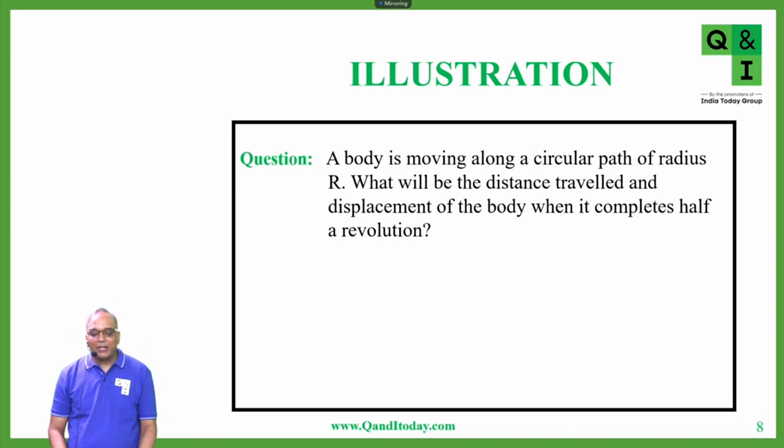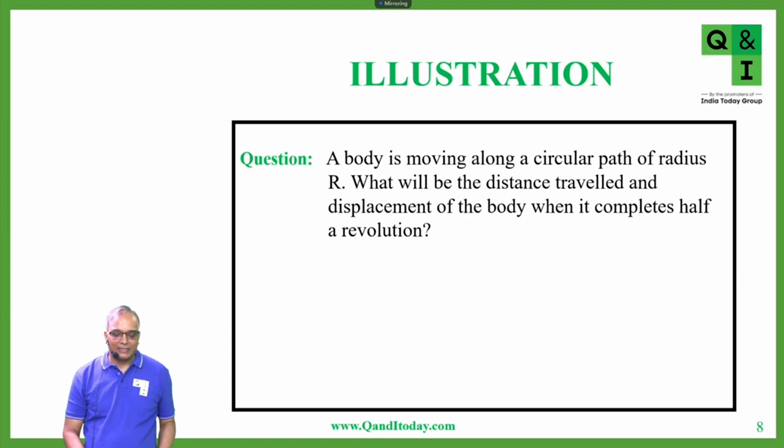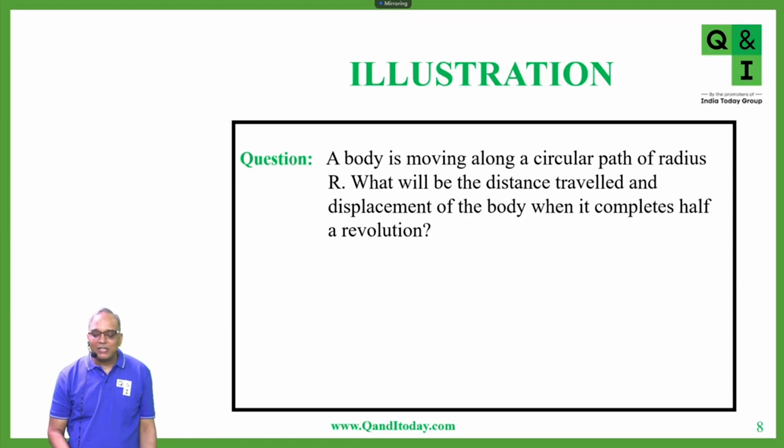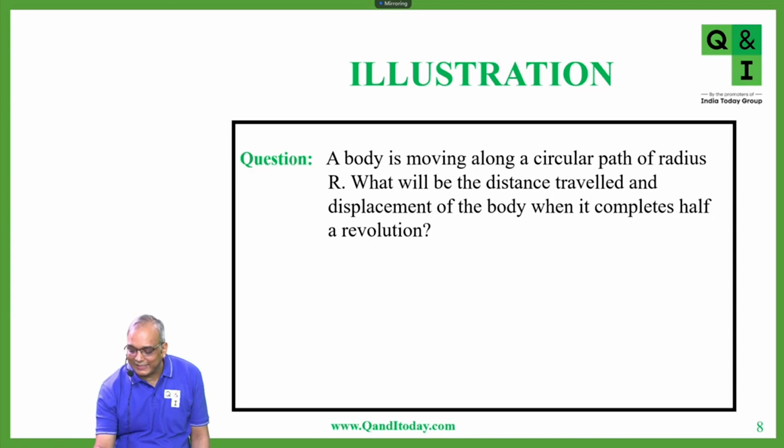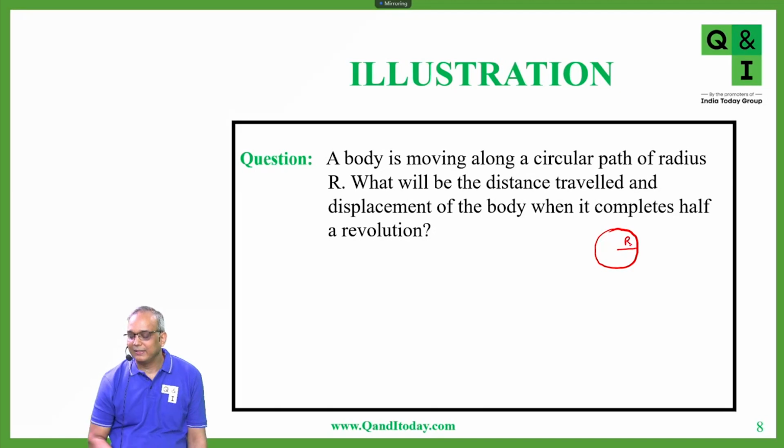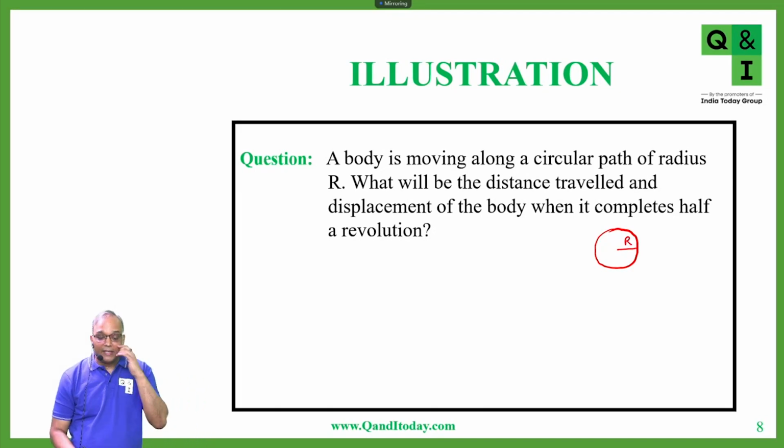Now let's come to another question. What is this question? A body is moving along a circular path of radius r. The radius of this is r. As I said, whenever you have a numerical in physics, you should always draw a diagram. Once you draw the diagram, you will be clear what is being asked in the question. What will be the distance traveled and displacement of the body when it completes half a revolution?